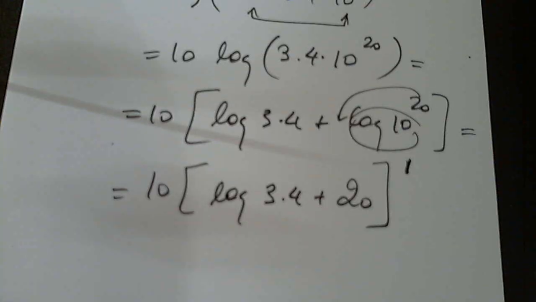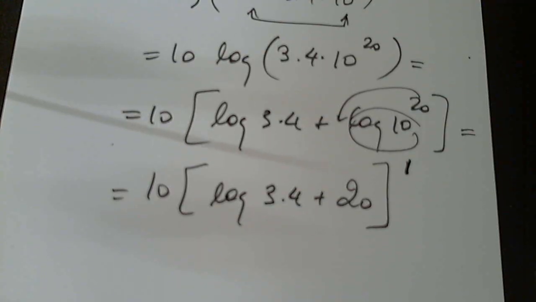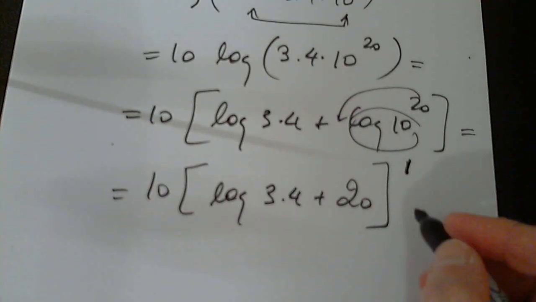Okay, so let's calculate. First of all, we have 10. We have parentheses, and we have common log right here of 3.4. Close the parenthesis, don't forget. Add 20 and close another parenthesis. Exactly how I have it in writing. So this is the answer. Wow. So it's greater than 160 decibels. Okay, so this answer is 205.